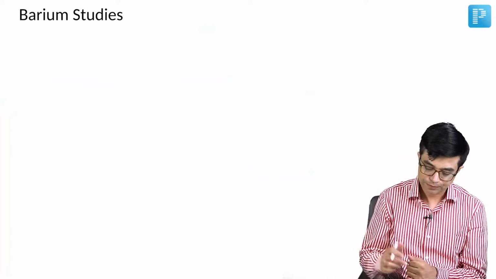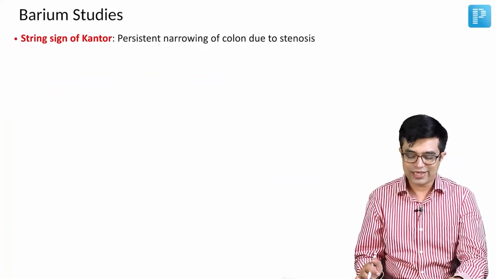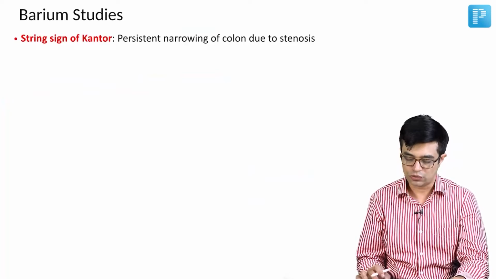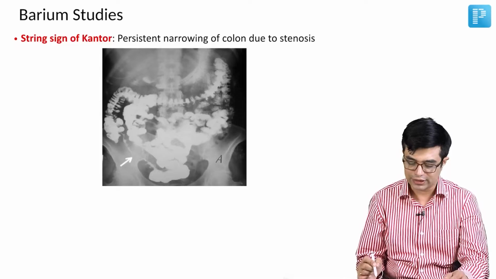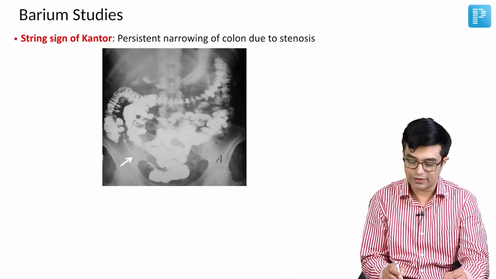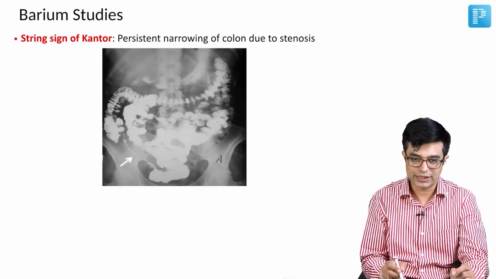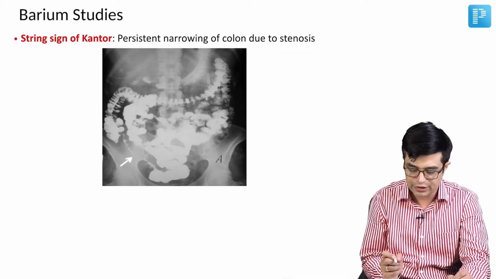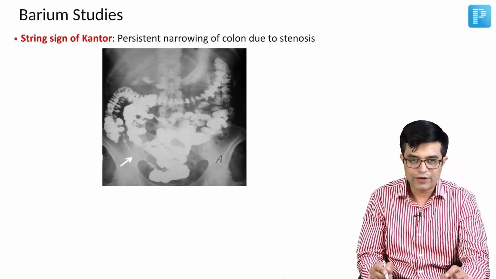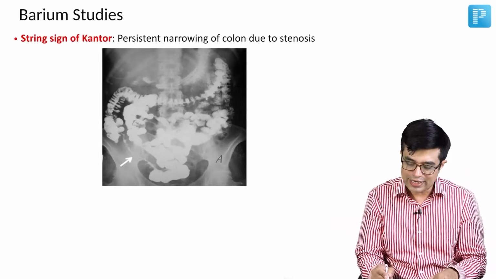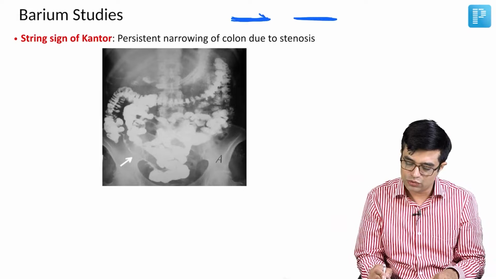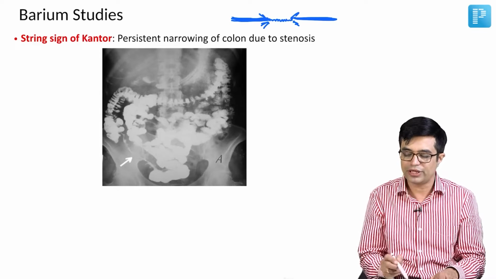There are more signs. There is a sign called string sign of Cantor. There will be persistent narrowing of the colon due to stenosis. So string sign of Cantor will look something like this. This is not the string sign in the upper part of the colon, as you can see. This is the string sign. Can you see this white arrow which is pointing here? So string sign, when you pull a thread, this is a thick thread, and the thread is soon going to break. Before that, there might be a very thin thread joining the two.